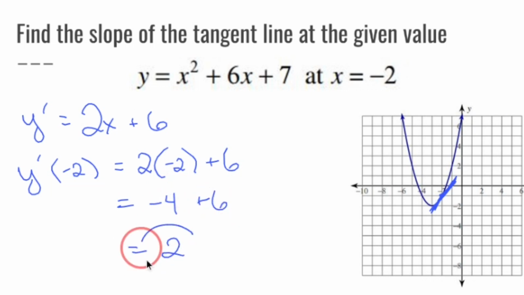So the slope of the tangent line, I initially guessed it was going to be 1-ish, but maybe my picture should have been better. Maybe it should have been steeper, in which case that picture would match up with this guy right here. So the slope of the tangent line at -2 is +2. That's all I have to do for that guy. Take the derivative, plug in your x.